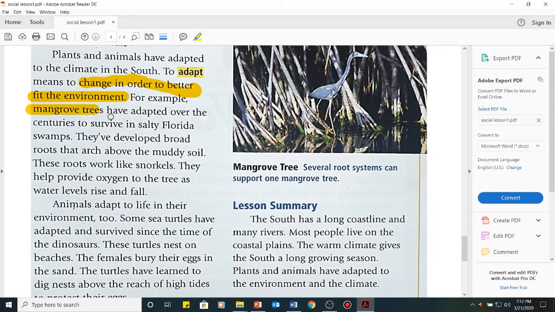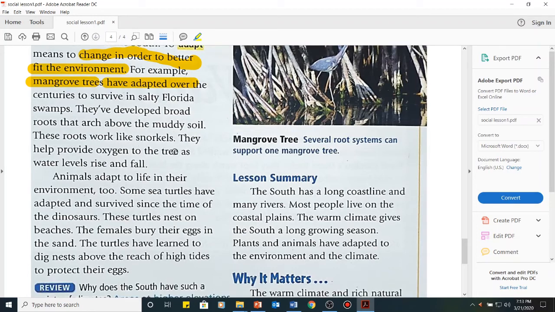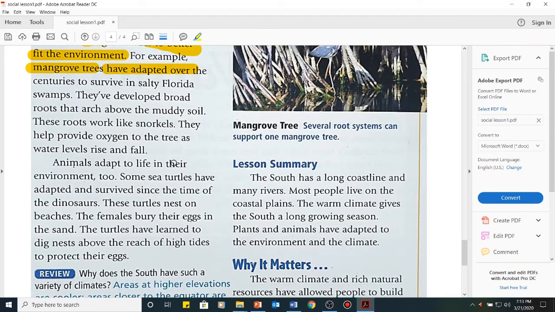They adapted to the sea, to the salt water. They have adapted over the centuries to survive in salty Florida swamps. They develop broad roots that arc above the muddy soil. These roots work like snorkels. They help provide oxygen to the tree as water levels rise and fall.